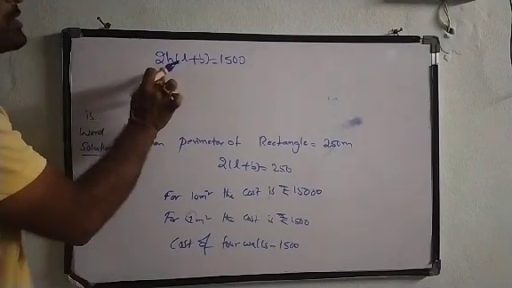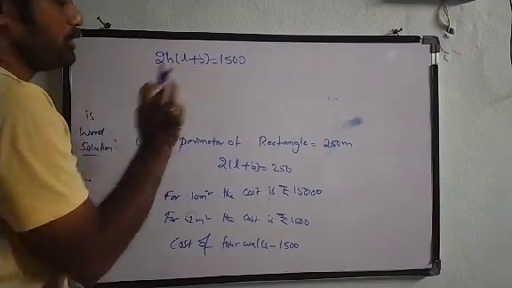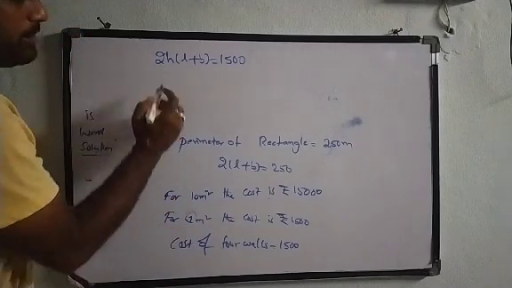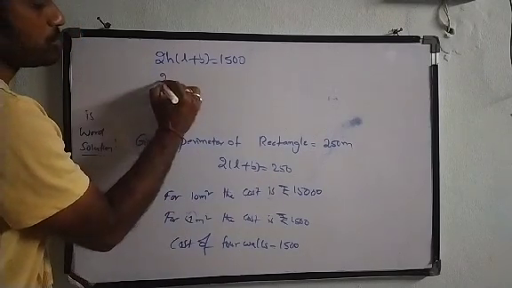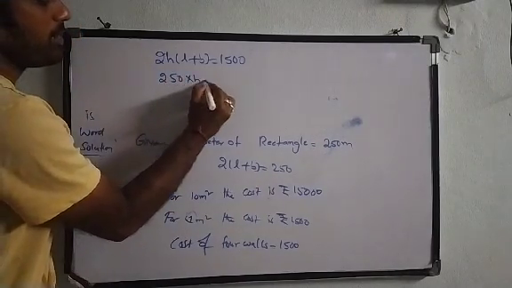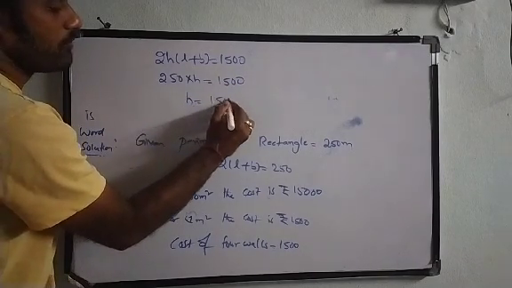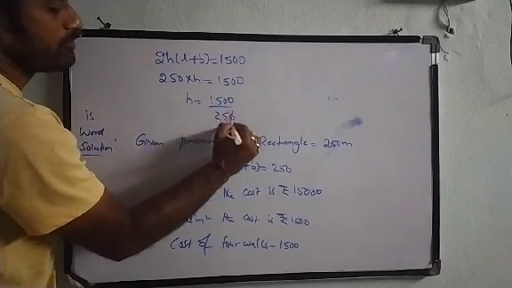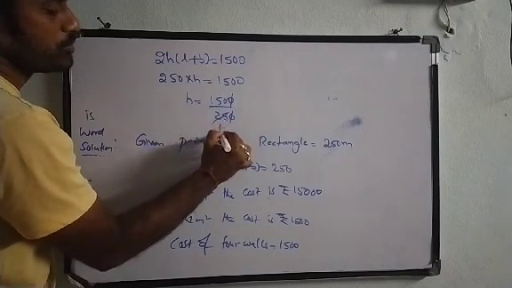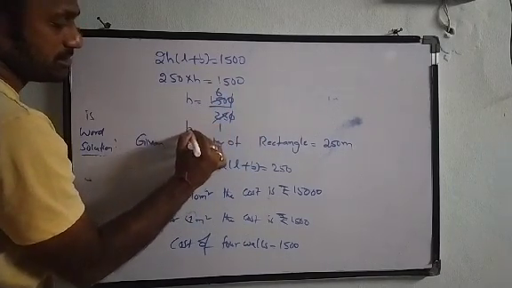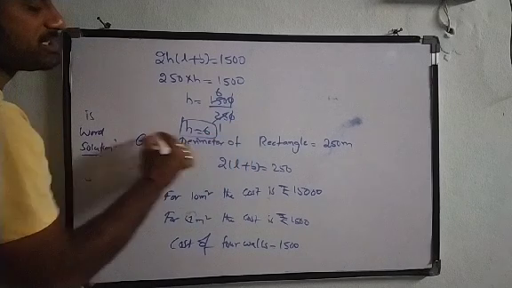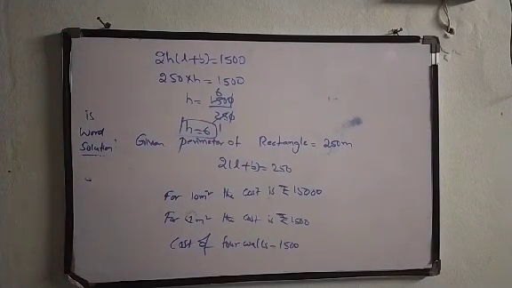Why? Because 4 walls indicates only the lateral surface area. The lateral surface area of the cuboid formula is 2h into (L plus B). Now in place of 2 into (L plus B) we need to substitute 250. So 250 into h is equal to 1500. So height is equal to 1500 by 250. 0 gets cancelled. 25 sixes are 150. So height is 6 meters. It will be 6 meters.